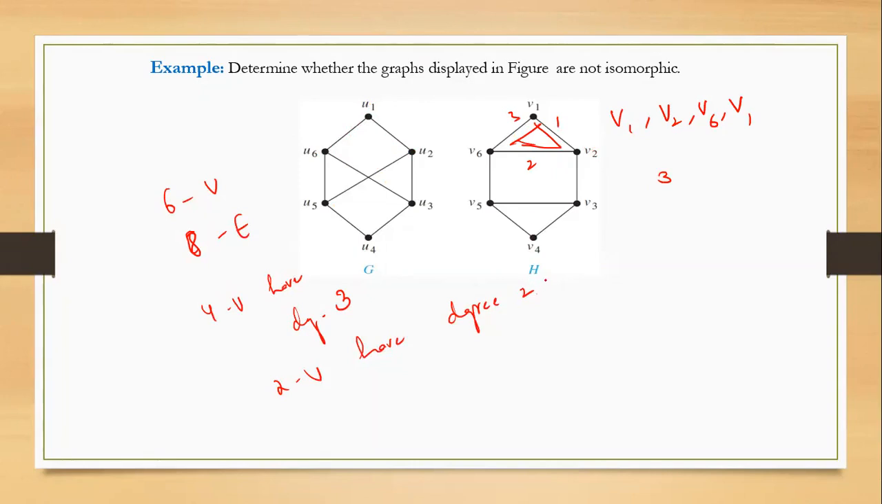So in the graph H, we have a circuit of length 3, but in the graph G, we don't have a circuit of length 3. So that is the reason the graphs are not isomorphic. So this is an extended concept of isomorphism basically.